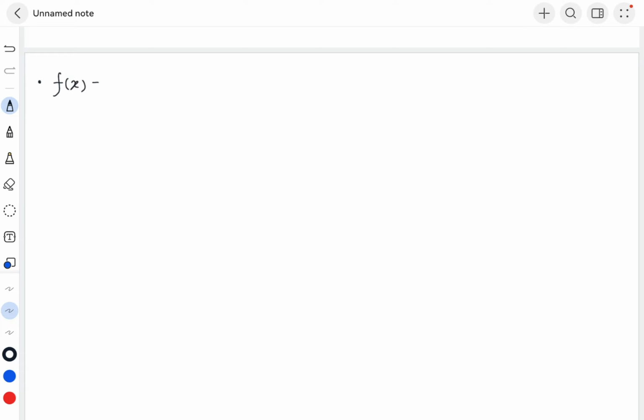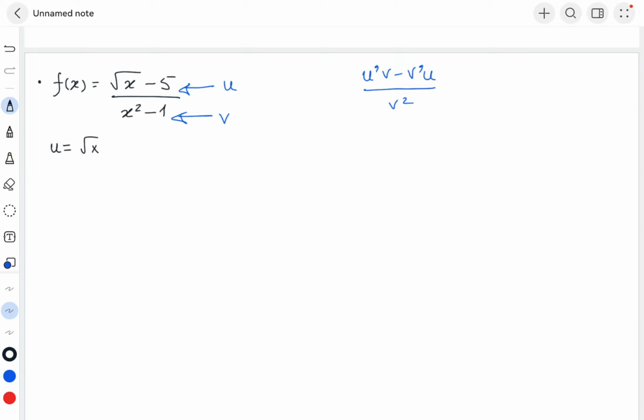So let's start first with the radical. As we said, our final outcome will be u prime v minus v prime u over v squared. U is our numerator and v is our denominator as always. So u is radical x minus 5 and v is x squared minus 1. Now, the derivative of radical x is 1 over 2 radical x.